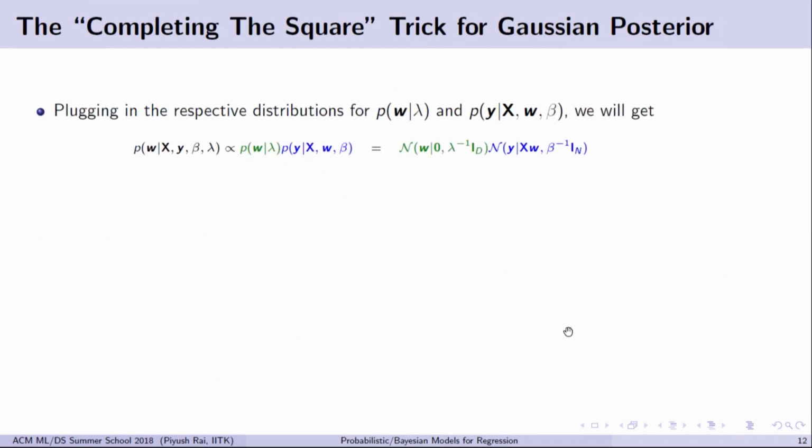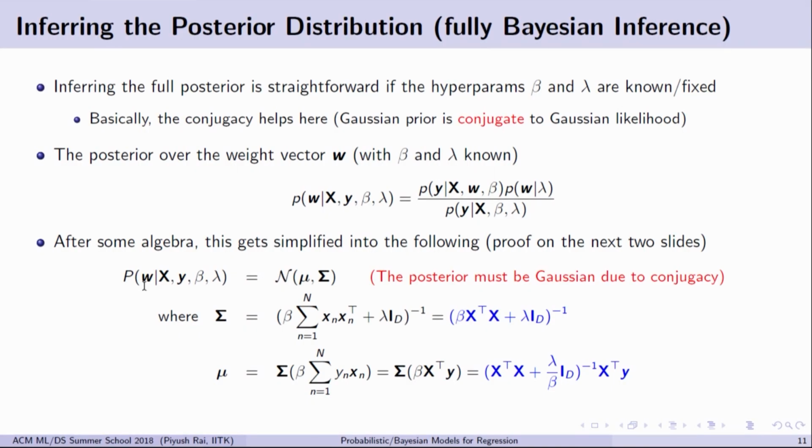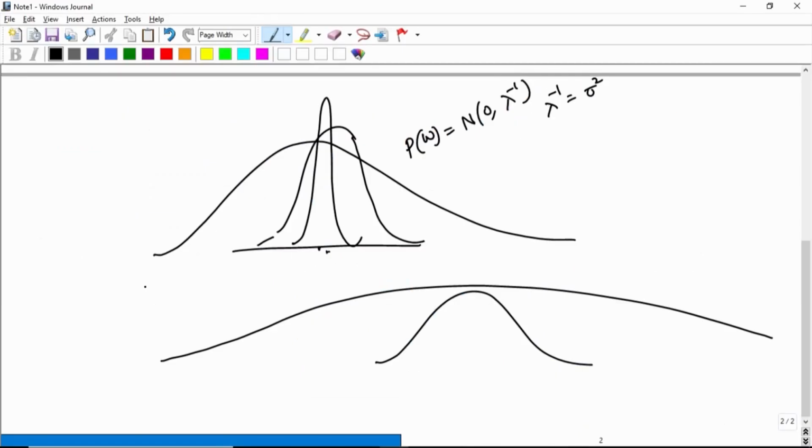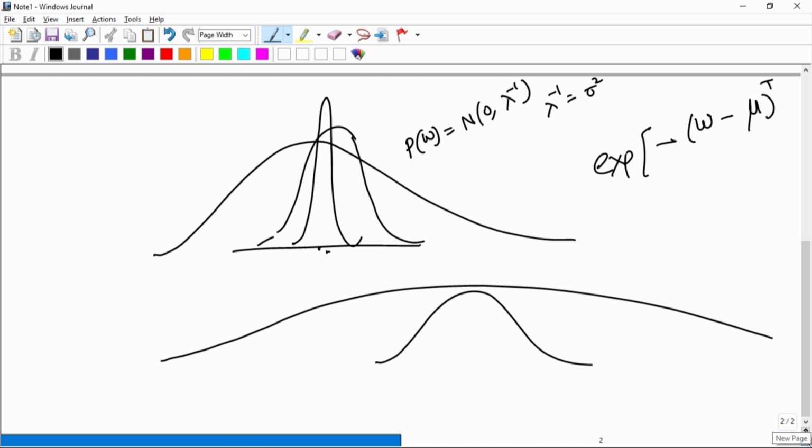So let's go over the derivation. The derivation is basically based on the completing the squares trick, which we also tried in the previous lecture. Okay, so the idea is that we are trying to find this distribution over W, right? And we kind of know that it's going to be a Gaussian distribution. So this distribution must have the following form. Okay, so let me just write it here itself.